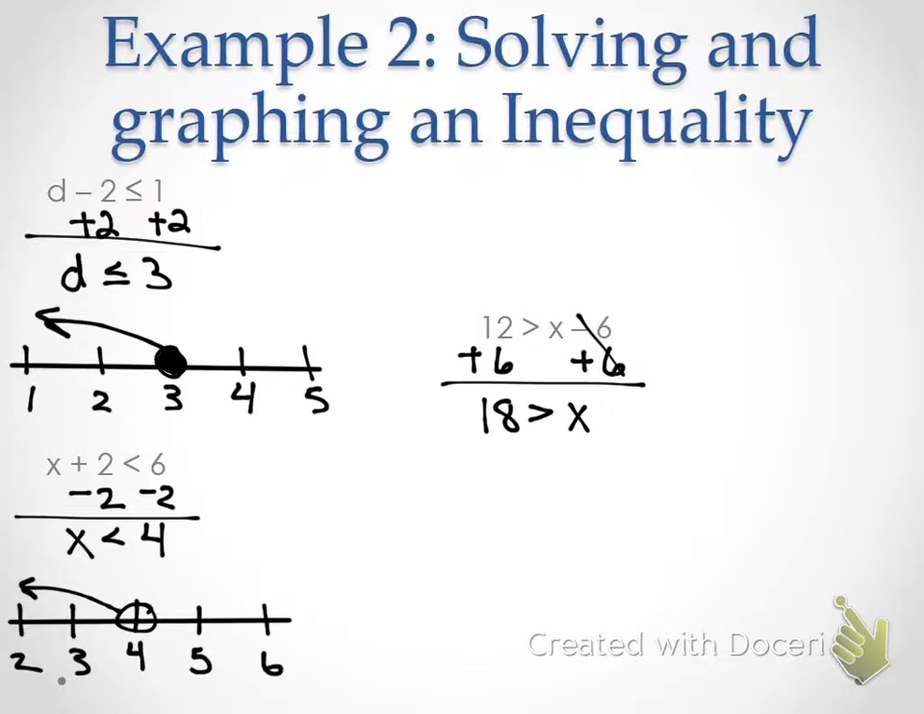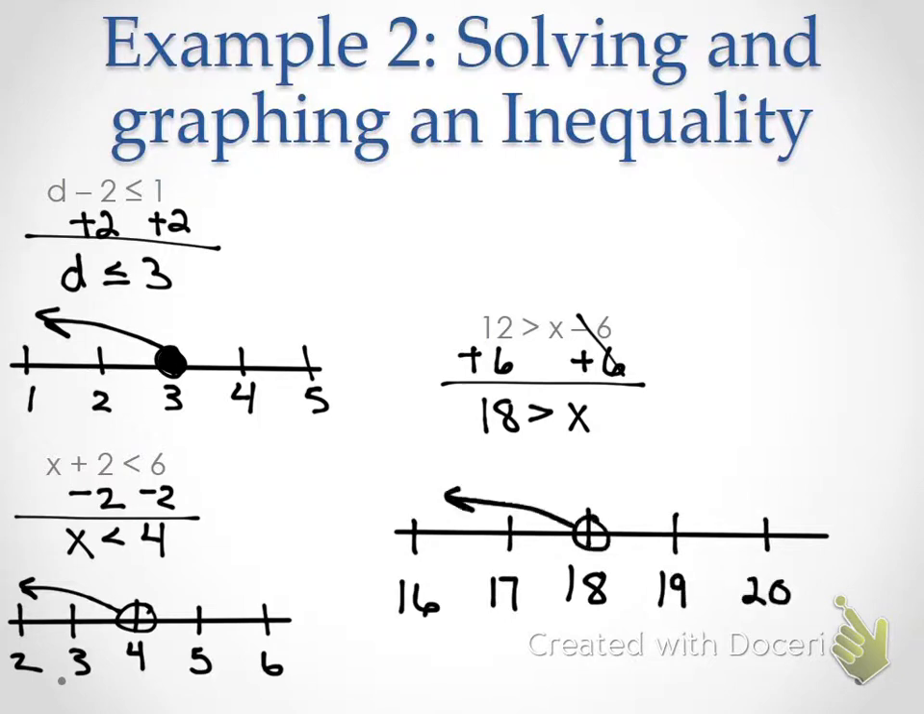See, if you read it as 18 is greater than X, you're going to try to draw the arrow to the right. It's not greater than. It's saying all solutions. X stands for all solutions that are less than 18 to make the inequality true. So when you graph it, it's an open dot to the left. All solutions are less than 18.